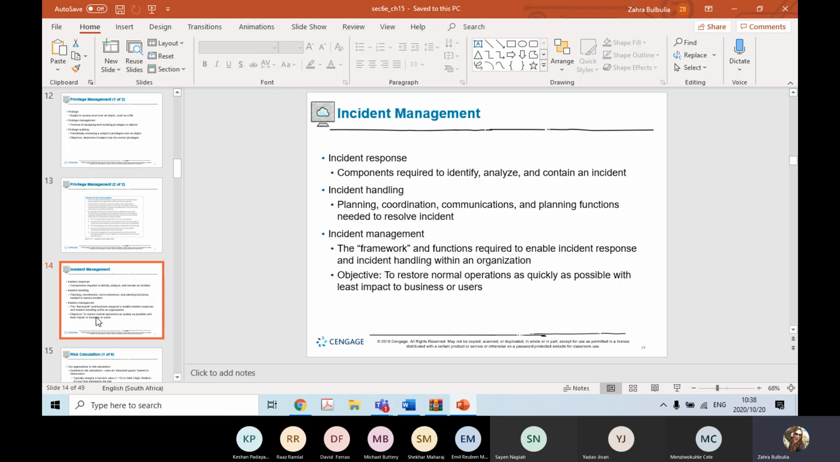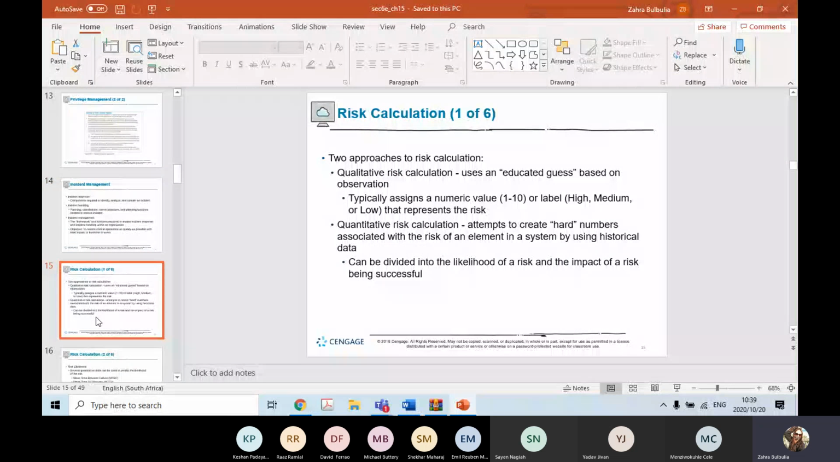Basically, this deals with the components required to identify, analyze, and contain an incident. Incident handling covers the planning, coordination, communications, and planning functions needed to resolve an incident. And incident management is the framework and functions required to enable incident response and incident handling within an organization. And we use this to restore normal operations as quickly as possible with least impact to businesses or users.